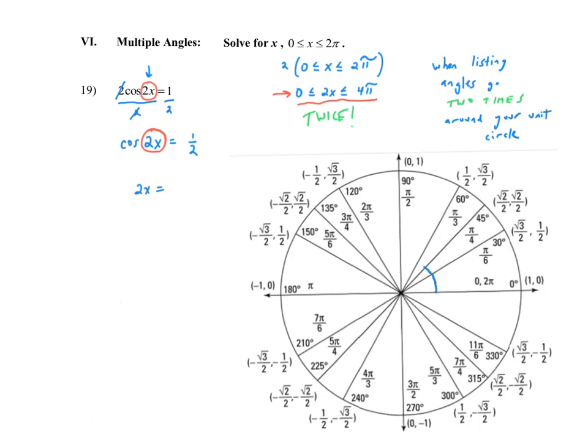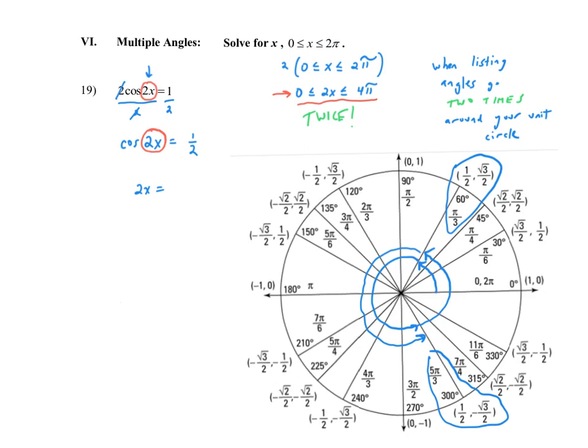Okay, so start going around, boom, pi over 3. Continue going around, boom, 5 pi over 3. Remember, we have to go around twice, so go around, and boom, we found another one. 7 pi over 3. Keep on going. Boom, 11 pi over 3. Those are all the angles between 0 and 4 pi.